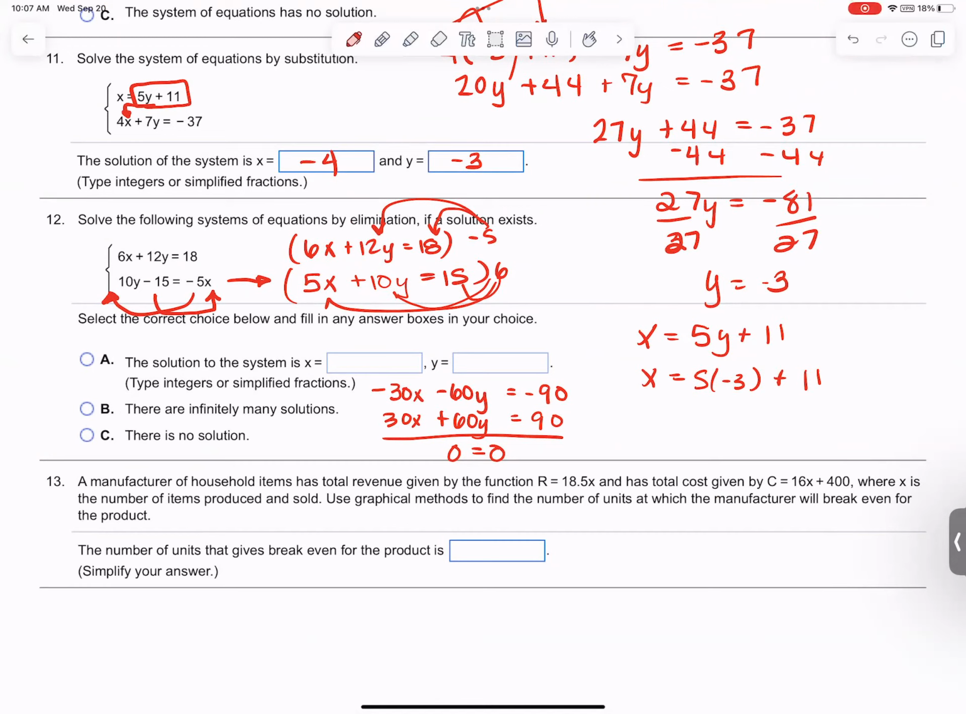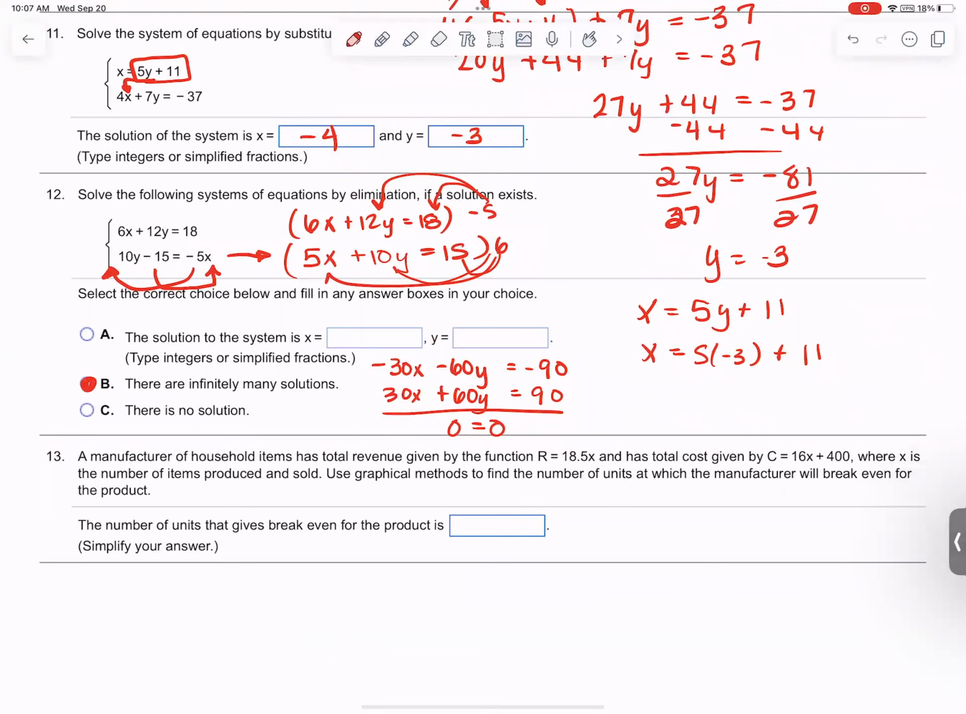So it either means that it has infinitely many solutions or it has no solution. Which one is it? Do you remember? Infinite. That is correct. If you end up with something that is true, then there are infinitely many solutions. If you end up with something that is not true, it's false, then there are no solutions. All right.